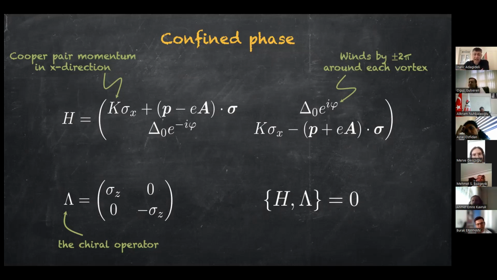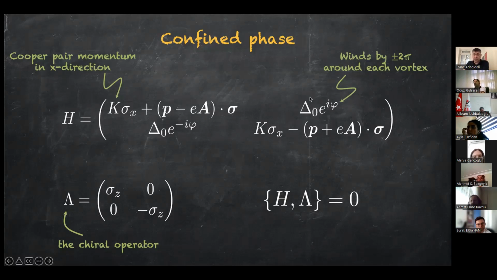So we basically have the confined phase of a topological insulator in proximity with a superconductor. What you see is this p minus eA, this p dot sigma, is your original surface Hamiltonian from the topological insulator. This is the electron part, and you have the hole part here. And the hole part would feel an exactly opposite magnetic field, because that's the time-reversal symmetry odd piece.